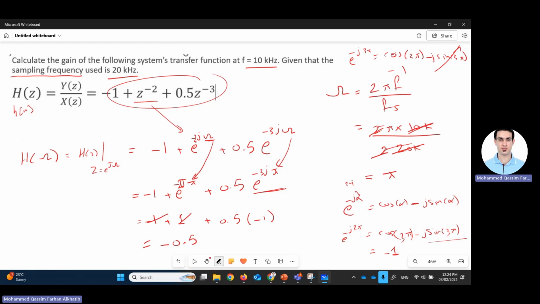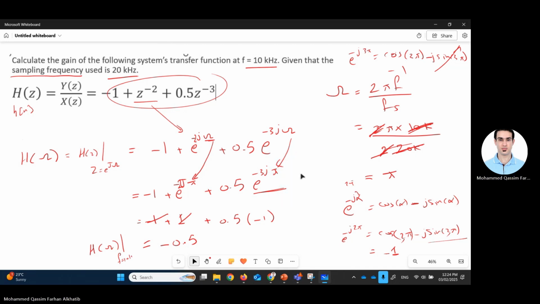Okay. So it was 10k, 20k. What's left is 2. 2 and 2 cancel out. So it is a pi. All right. So this is the frequency response H of omega at f equal 10 kilohertz. Now I want to find the amplitude.